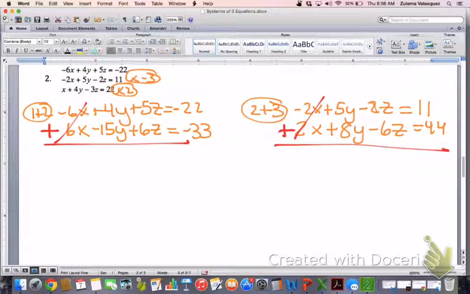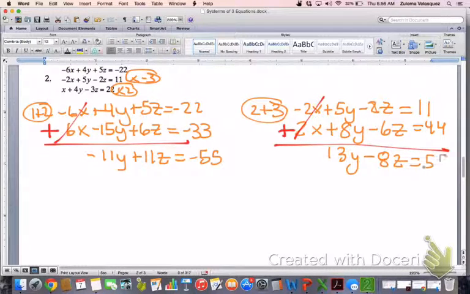So I'm going to get negative 11y plus 11z equals negative 55. On the other side, I get 13y minus 8z equals 55. Now, something I just want to point out, the first equation, these are all multiples of 11. So I can actually just divide everything by 11 and make it a little easier to work with.